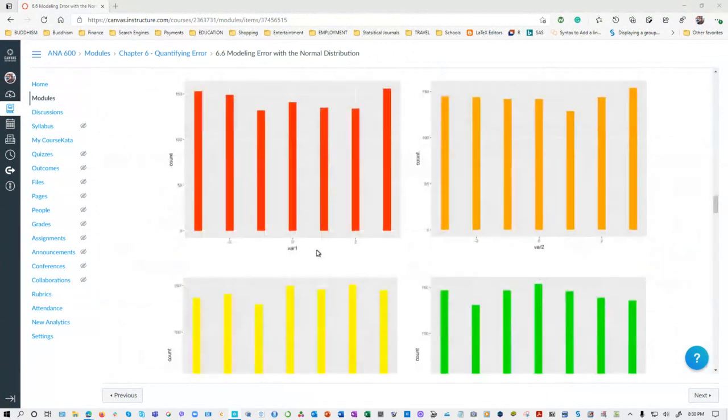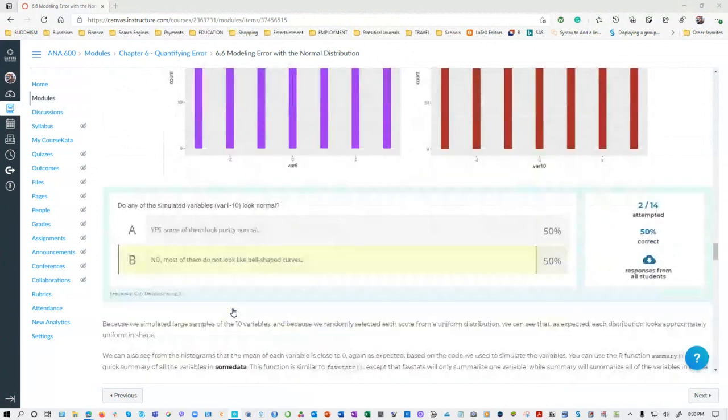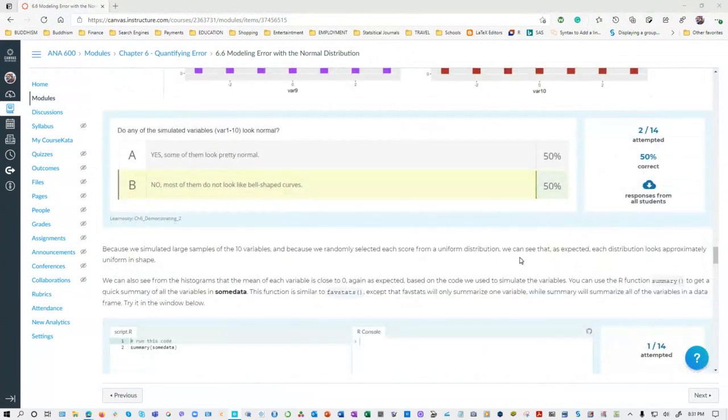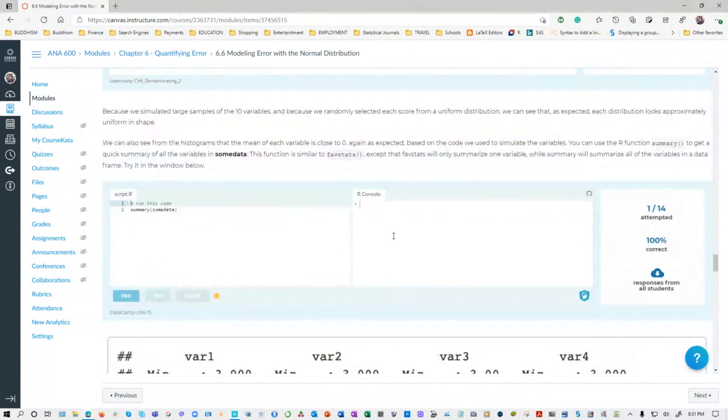You can see 0 everywhere, and you can see that expression. We can also see the mean is about 0 again, based on the code we used to simulate. You can use the R function summary to get a quick summary of this.